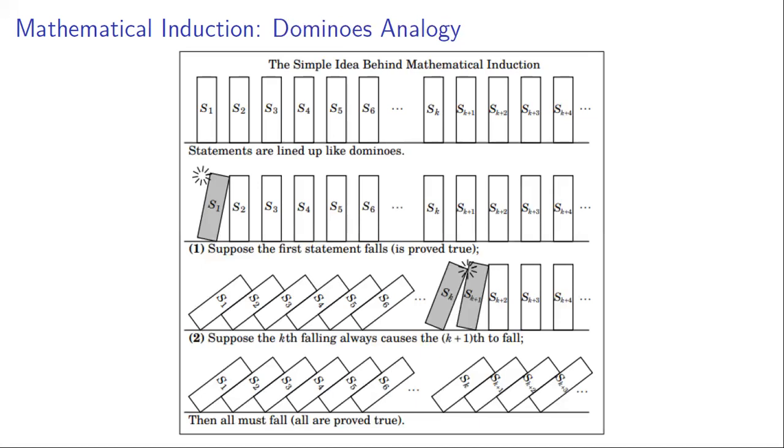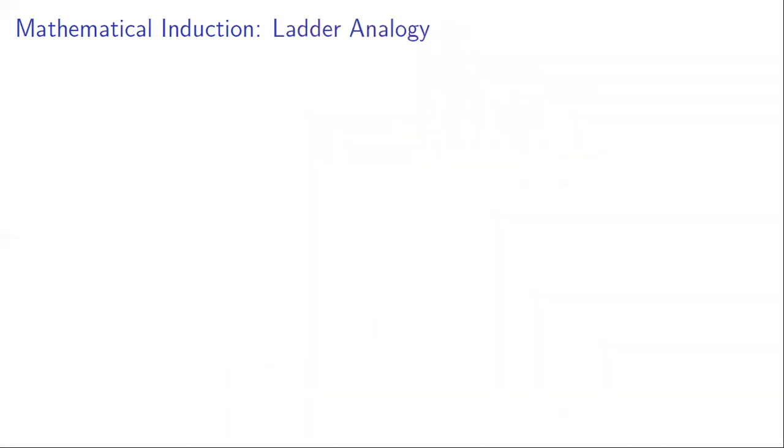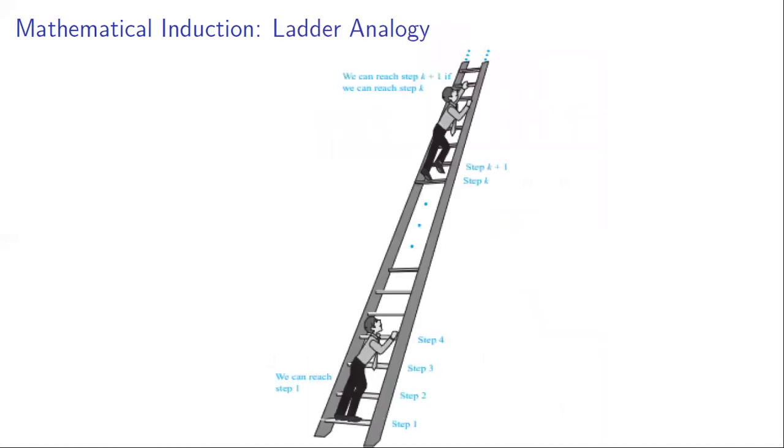So we're going to have the same idea for numbers, for integers. Here's another analogy, the ladder analogy. If I want to prove that I can climb up to the top of the ladder, maybe even an infinite ladder, I have steps on the ladder: step 1, step 2, step 3, step 4, and so on. Suppose I know that I can reach step 1. And then suppose I know that whenever I am on step k, I am able to get from there to step k plus 1. So I can reach step k plus 1 if I can reach step k.